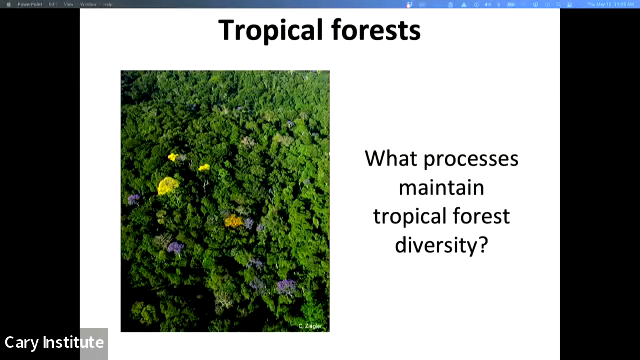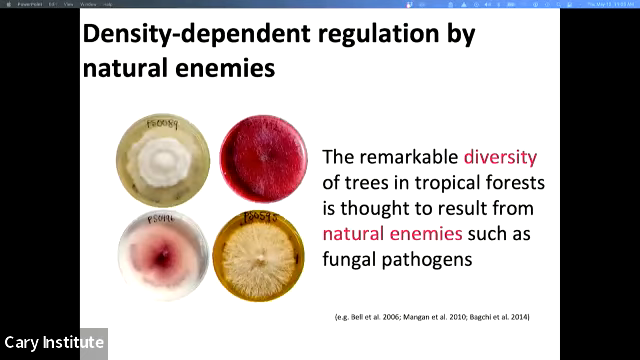And there are different hypotheses and different theories to explain how tropical forests maintain this tremendous diversity in terms of species composition, species diversity. One of those is density-dependent regulation by natural enemies. And so we know that at least part of this tremendous diversity of tropical trees is the result of interactions between those tropical trees and their natural enemies.